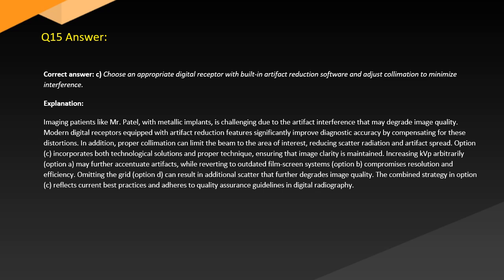Option C incorporates both technological solutions and proper technique, ensuring that image clarity is maintained. Increasing kVp arbitrarily, option A, may further accentuate artifacts, while reverting to outdated film screen systems, option B, compromises resolution and efficiency. Omitting the grid, option D, can result in additional scatter that further degrades image quality. The combined strategy in option C reflects current best practices and adheres to quality assurance guidelines in digital radiography.